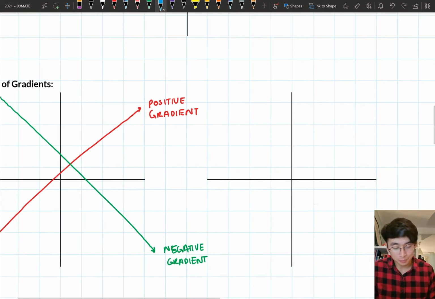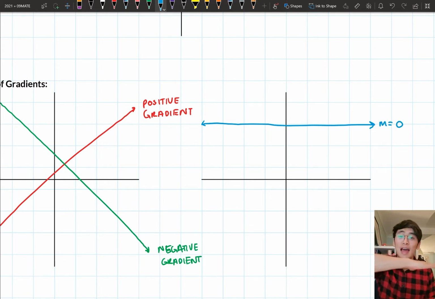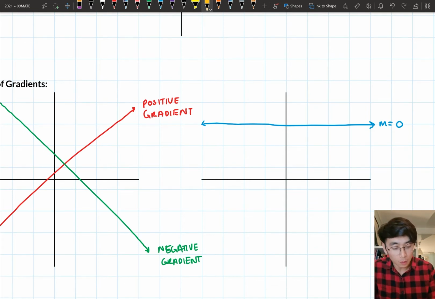And there's 2 more. If you have a horizontal line, so these were the lines where we said earlier was y is equal to a number. These have a gradient of 0. So if your line is flat, that means that the gradient is equal to 0. Now the other one is if your line is vertical. And if your line is vertical, that means that your gradient is undefined.